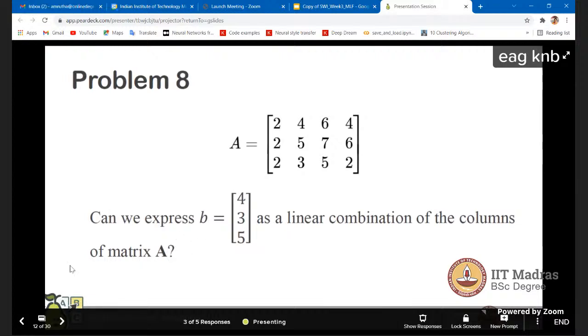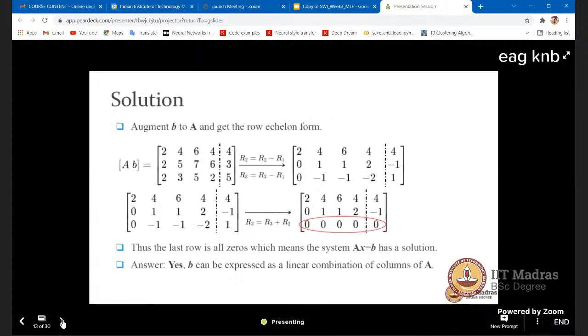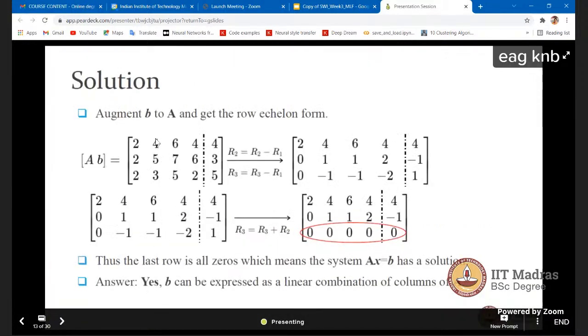But actually, the answer is yes. You can get this B as a linear combination of the columns of A. So your method is actually partially correct. What we have to do is, when we are given a vector B and want to verify whether it is a linear combination of the columns of A, we have to augment this B vector with the A matrix, and then reduce it to its echelon form. As you have already obtained this echelon form, whenever you reduce this matrix, you apply the same operations to the B vector also.